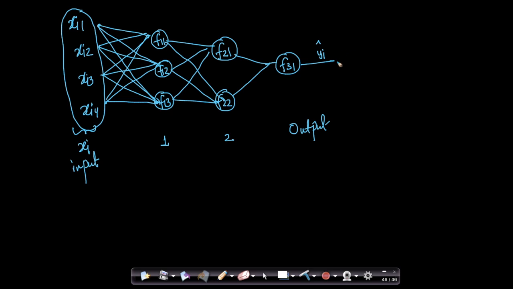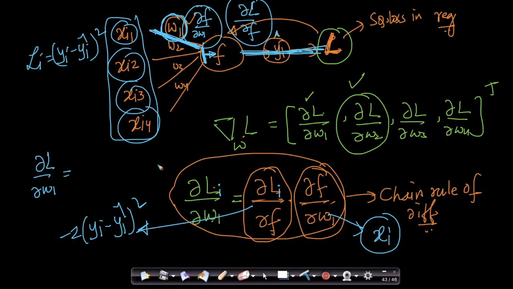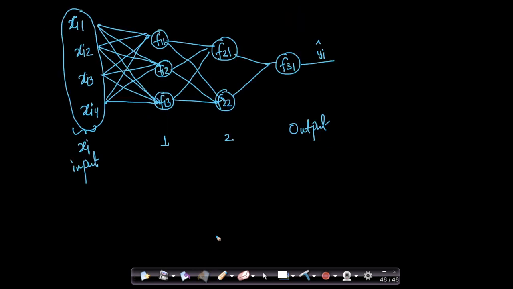Now I need a loss function, right? Just the way we have seen in a single neuron model, my yi goes into a loss function. So similarly here also I have a loss function. Let me just represent it with an L here, right? This loss function is a loss function on yi and yi hat. This yi hat is the output of f31. Yi is what I have.